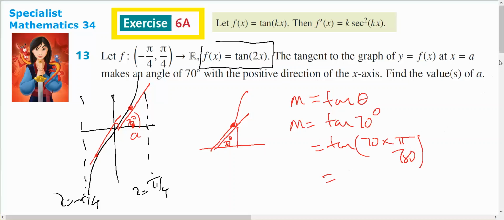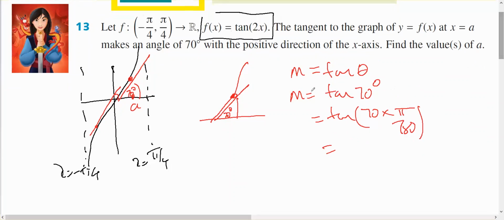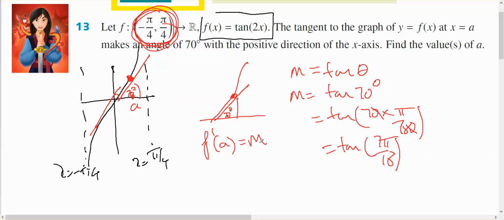Turning it into radians, because all of our rules are about angles that are in radians, not in degrees. So that's 7 on 18. So that's the tan of 7 pi on 18. And I know that on this curve, the derivative at that point will be f dash of a, and that will equal the gradient. So I've got to take the derivative of this.